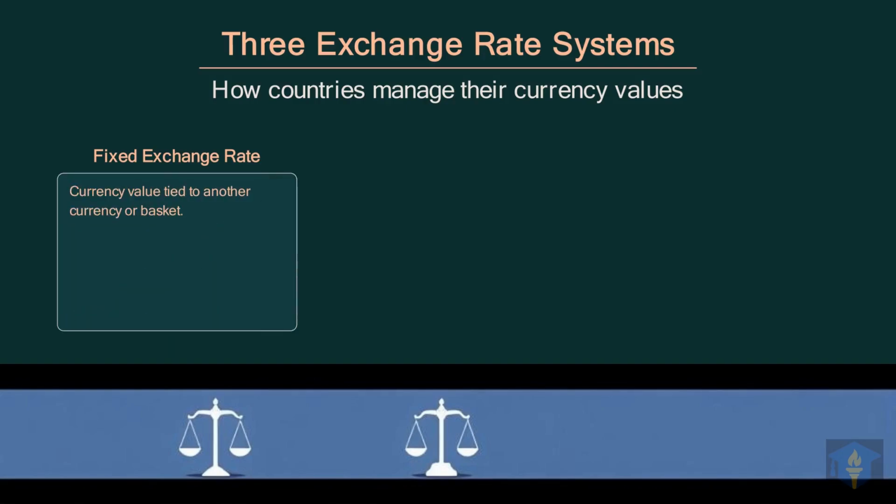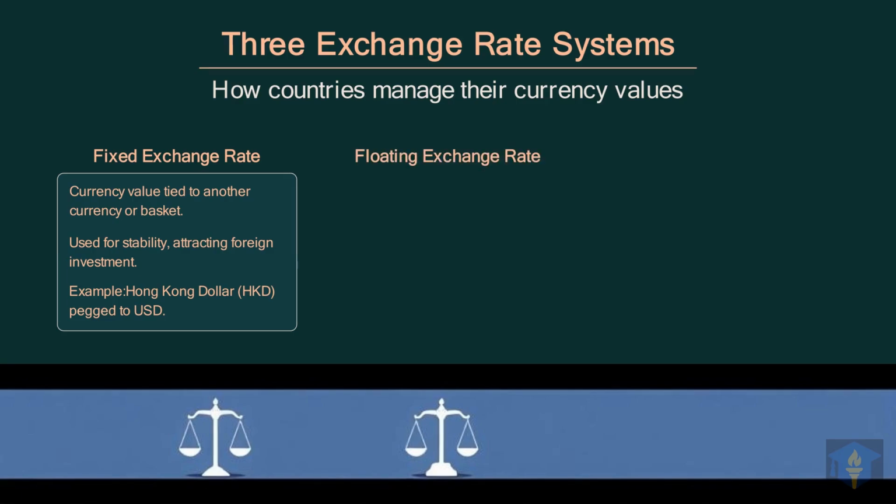In this system, the currency value is tied to another currency or a basket of currencies for stability. Countries use this approach to create stability and attract foreign investment with predictable rates. A good example is the Hong Kong dollar, which has been pegged to the US dollar for decades.